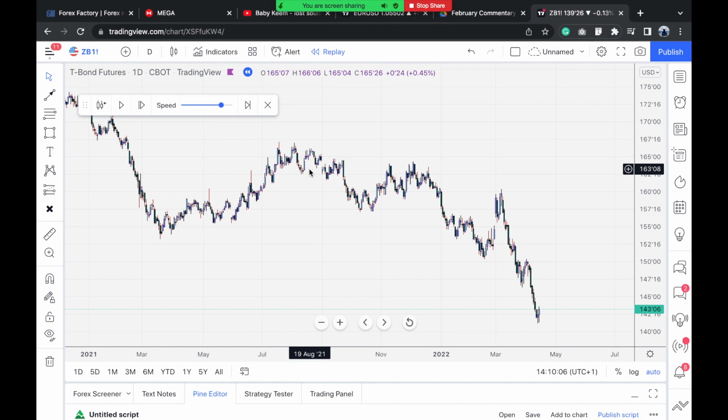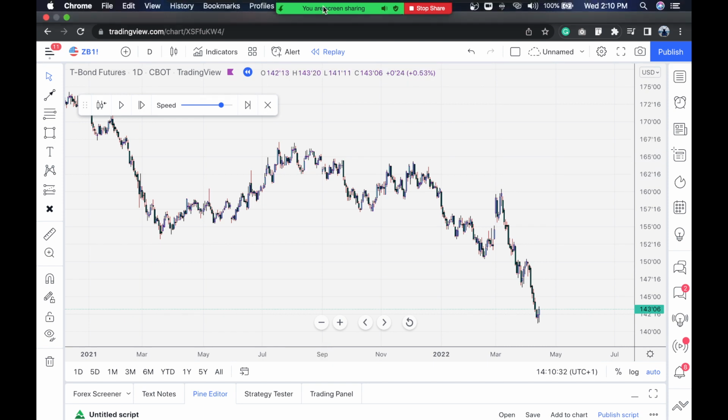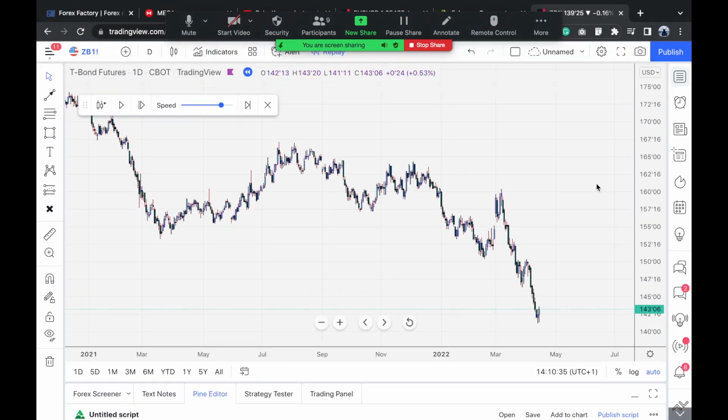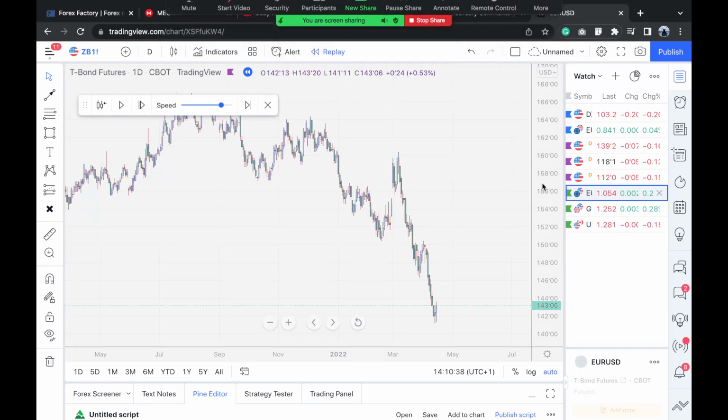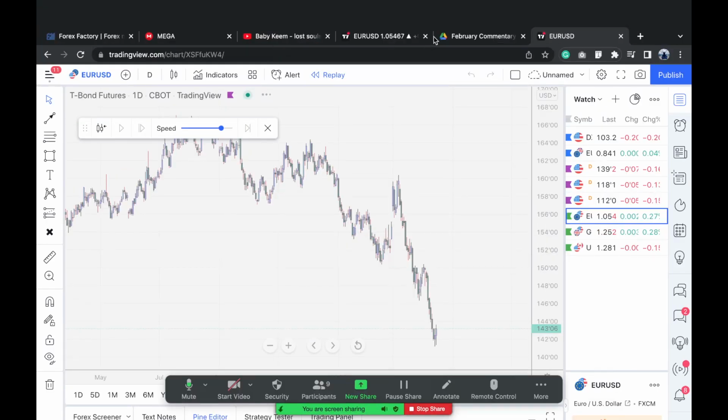Now, the same way we can utilize SMT divergence between dollar and euro dollar or correlated assets, we can also utilize institutional divergence, or divergence between the three bond prices, to give us a supporting signal on our dollar direction. Now, let me show you an example.